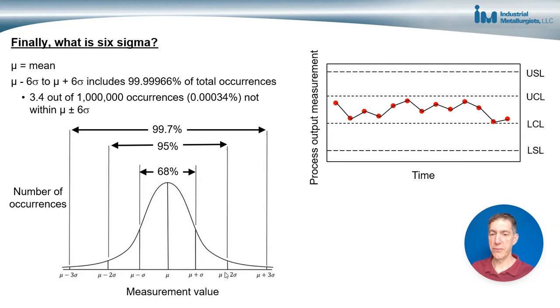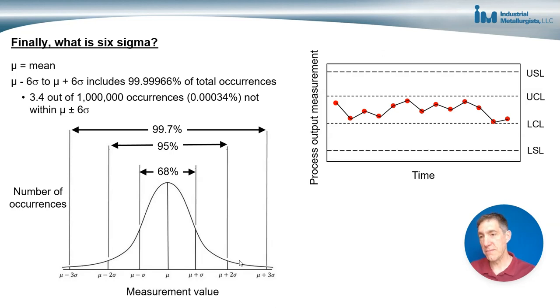Then if we look at the mean plus two standard deviations all the way to the mean minus two standard deviations, this consists of 95% of the data. And then the mean plus and minus three standard deviations consists of 99.7% of the data. When we look at the mean plus or minus 6 sigmas, somewhere out here and somewhere out here, and look at all the data that includes, that is 99.99966% of the total occurrences.